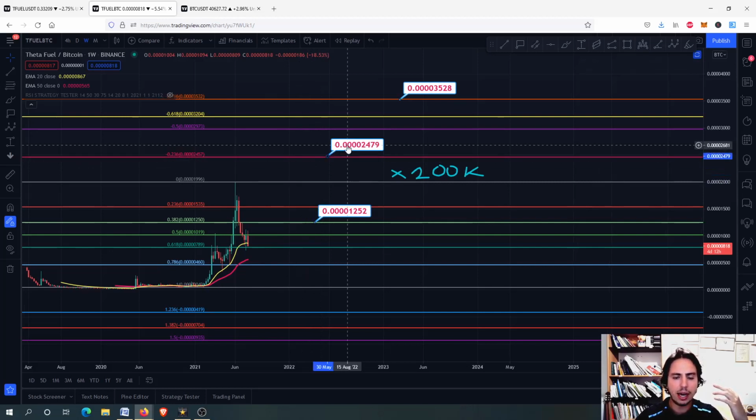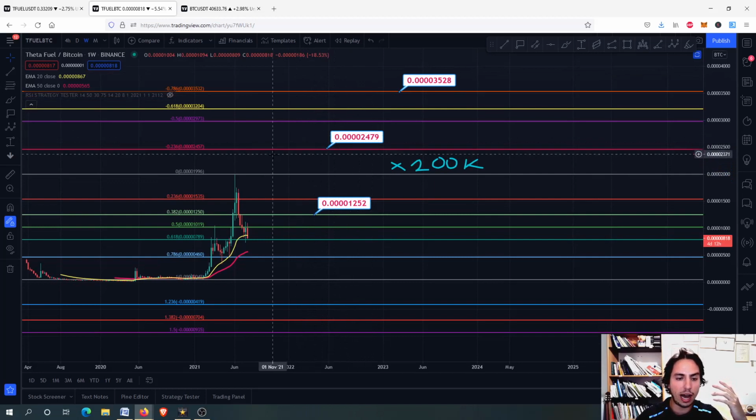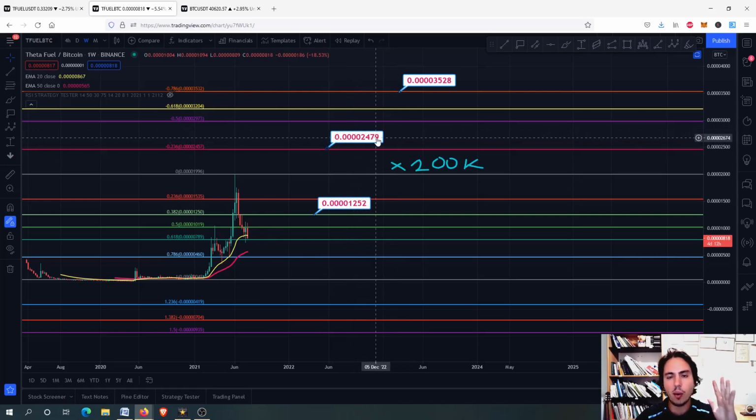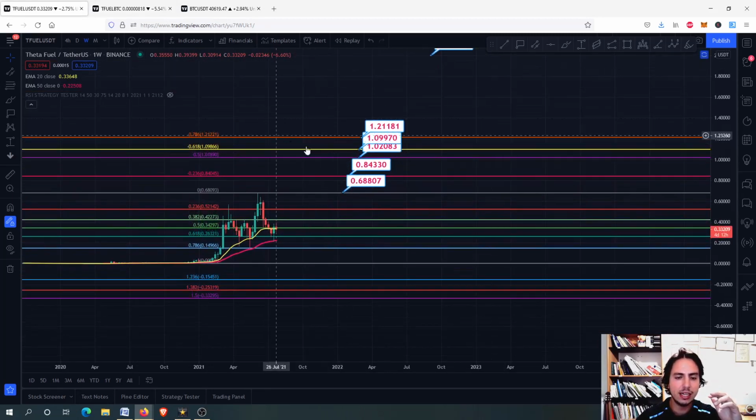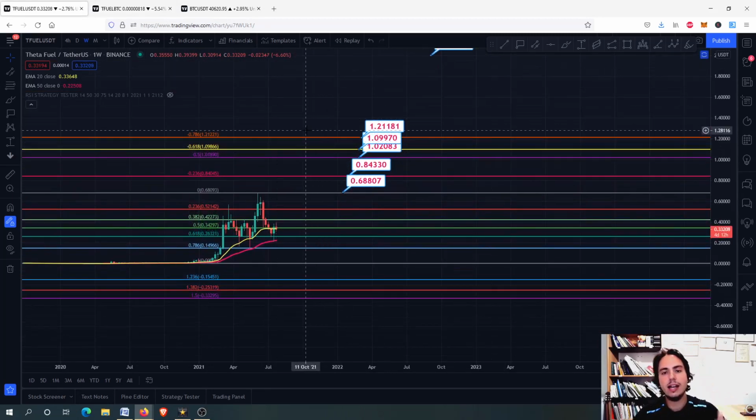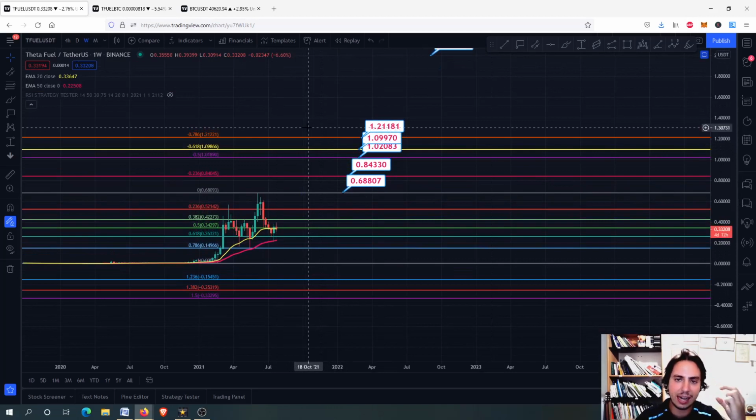Bitcoin might be around 50k if we go up to the -0.236. So if you multiply this number with 50k Bitcoin, then you get around 1.20 around there Tether USD, which is the -0.786 Fibonacci retracement, and of course this is very realistic price.